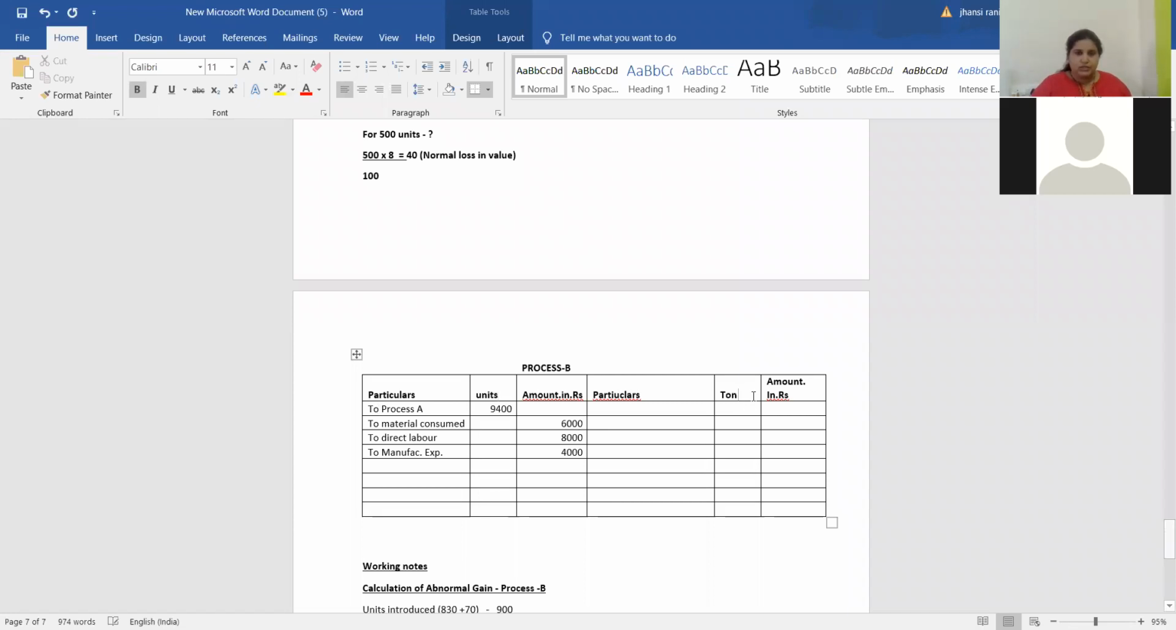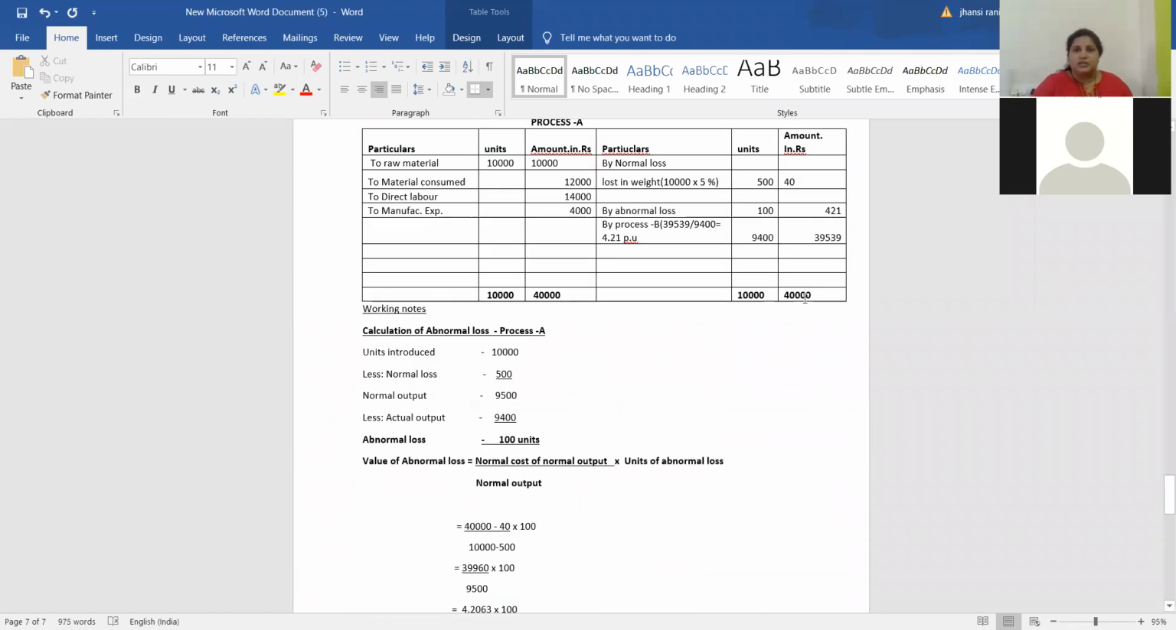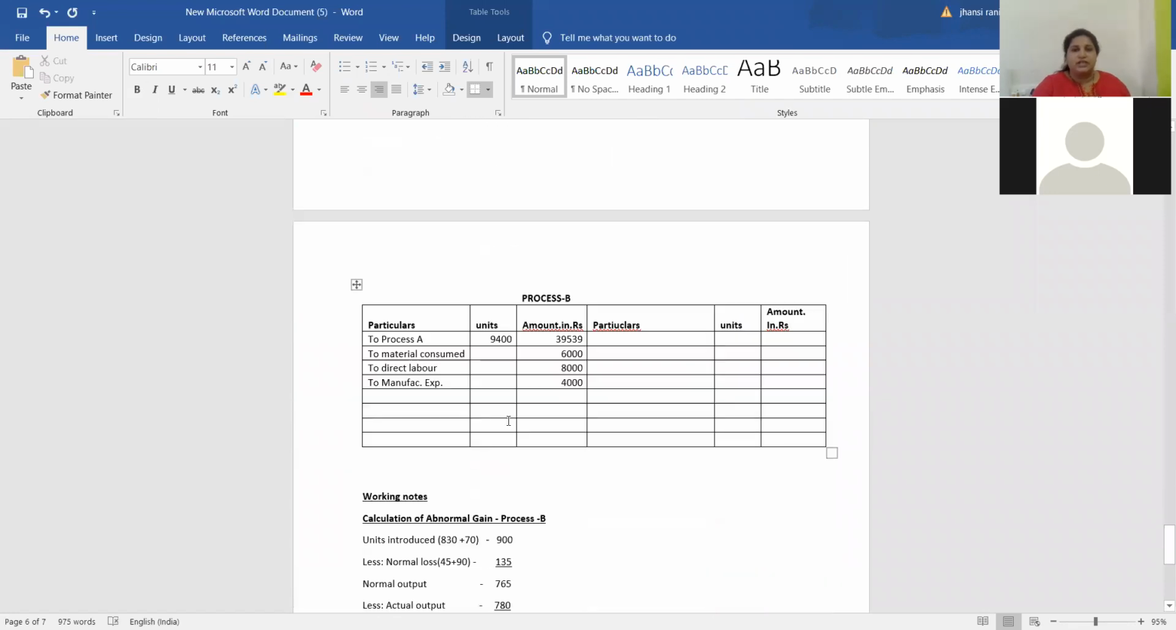Same on both the sides, it's units. And amount is 39,539. Yes, 39,539 we have transferred. And now let us find out the normal loss given in the question. By normal loss, as it is mentioned, 10% for the process B.